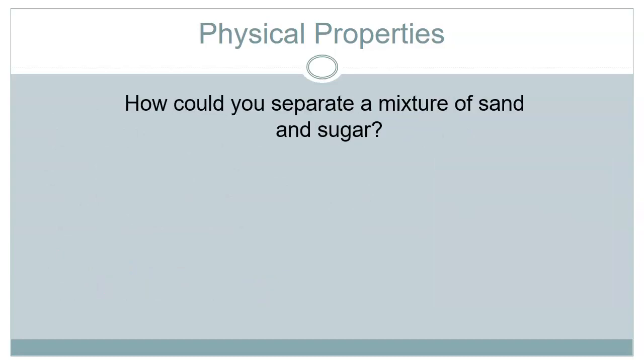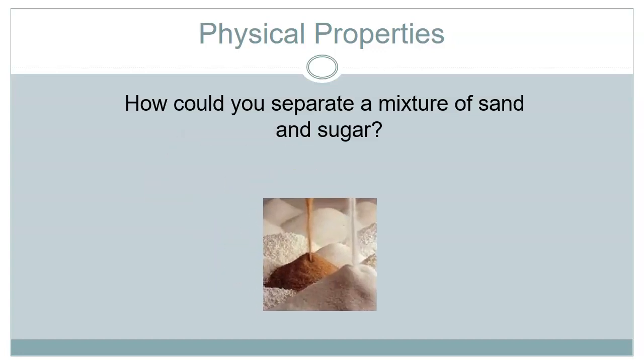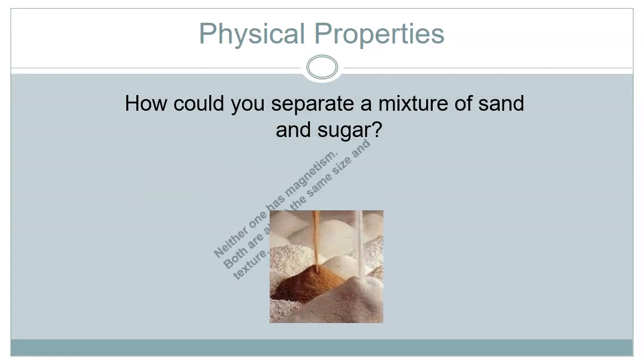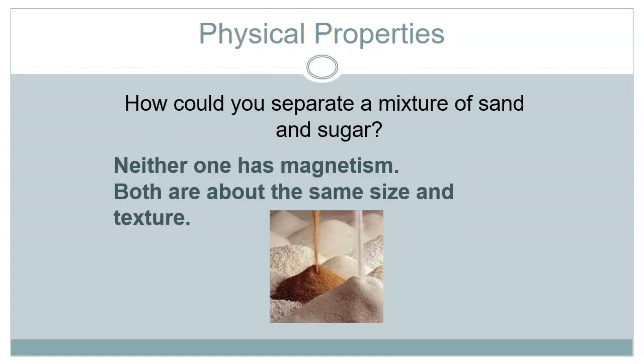All right, how about sugar and sand? How could you separate those? Think about it for just a second. What do you know about sand and sugar that would help you to be able to separate those? Neither one of them is magnetic. They're both about the same size, about the same texture, so those are probably not physical properties that are going to help us in the separating of these two substances.